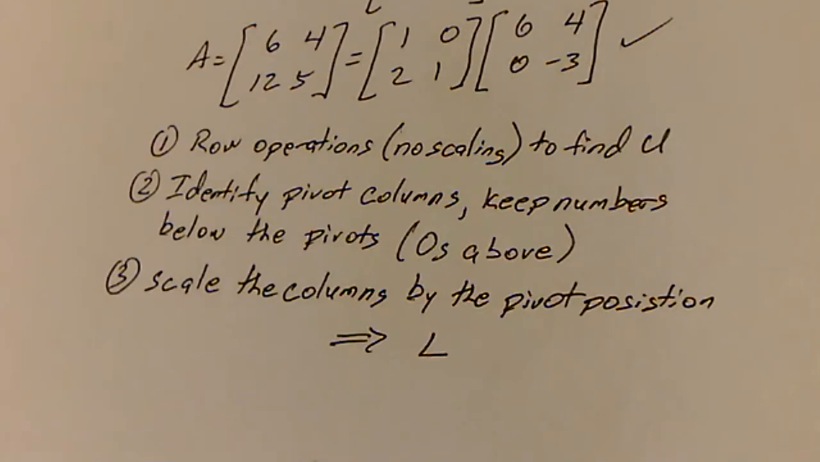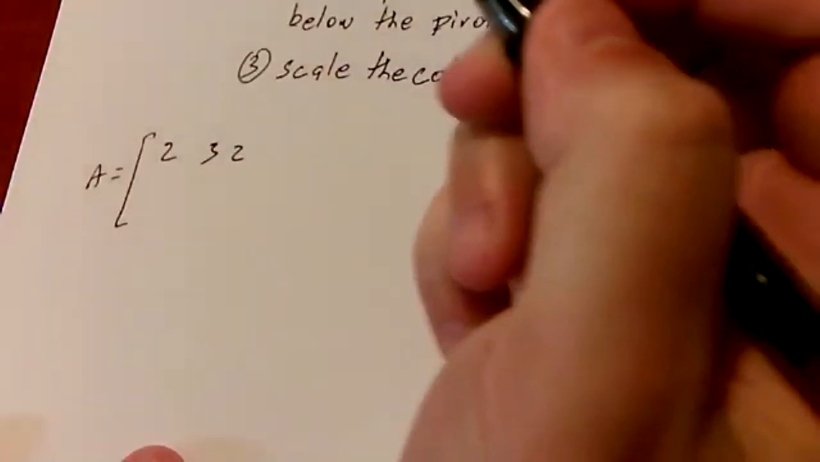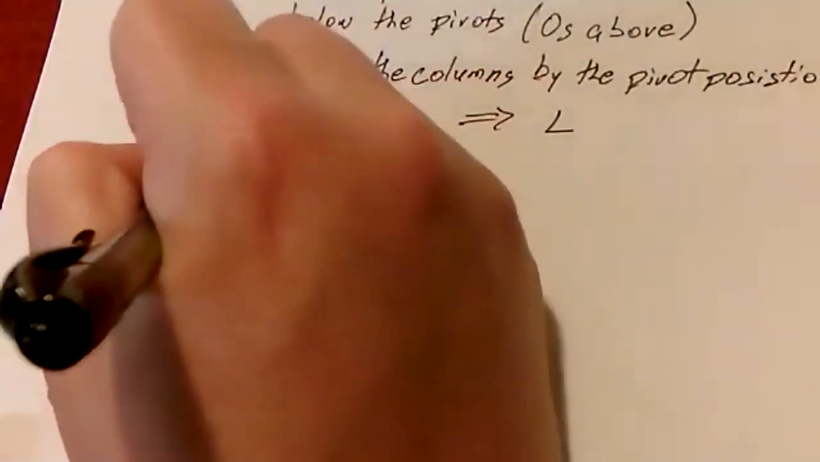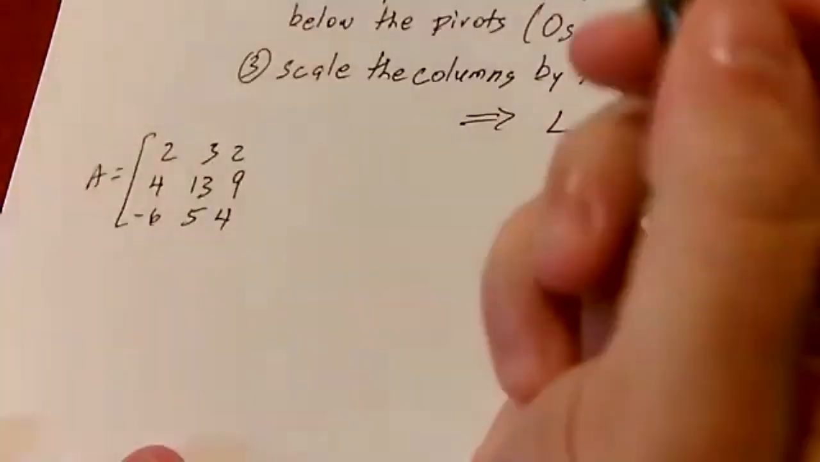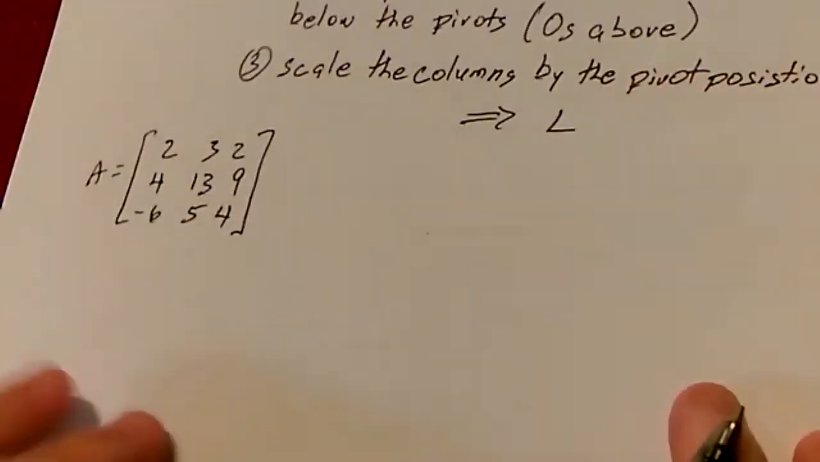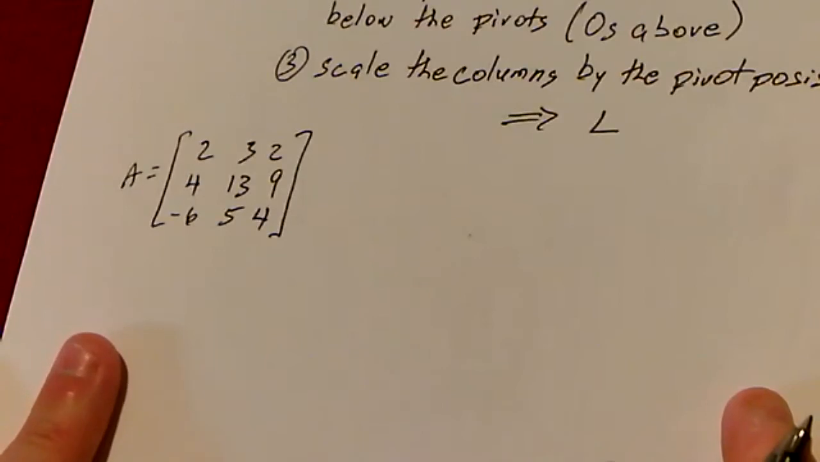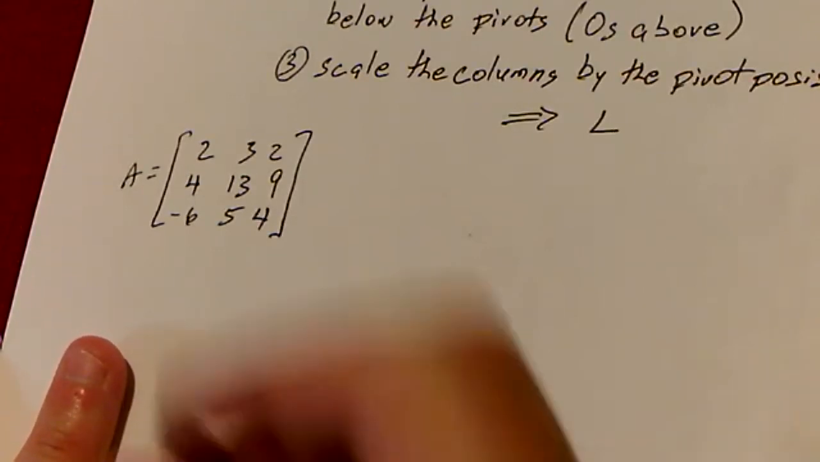All right, so let's bite off a 3 by 3 matrix here. So I'm going to have matrix A. My matrix A is going to be 2, 3, 2, 4, 13, 9, -6, 5, 4 on the bottom row. I'm going to start doing row operations. Remember, don't scale it, don't divide by 2 or anything.